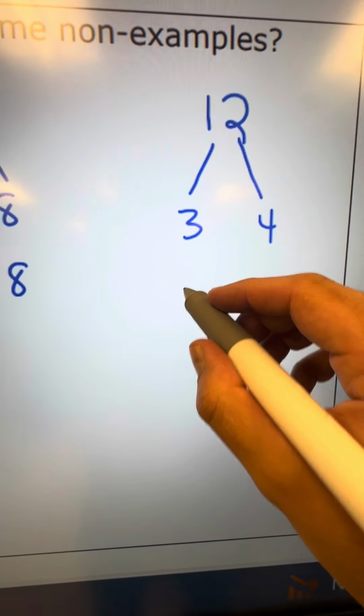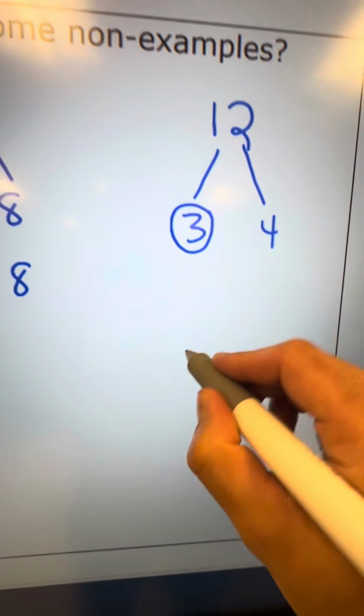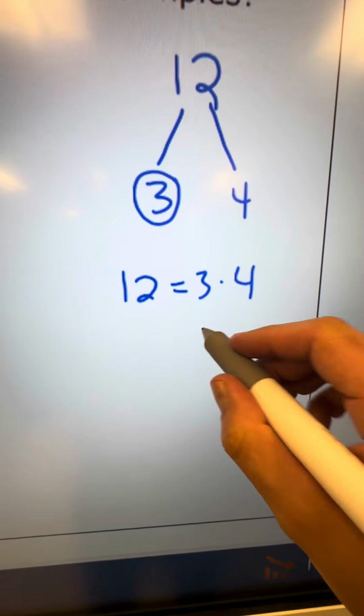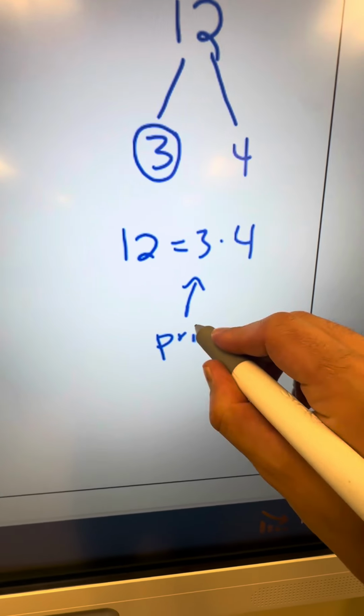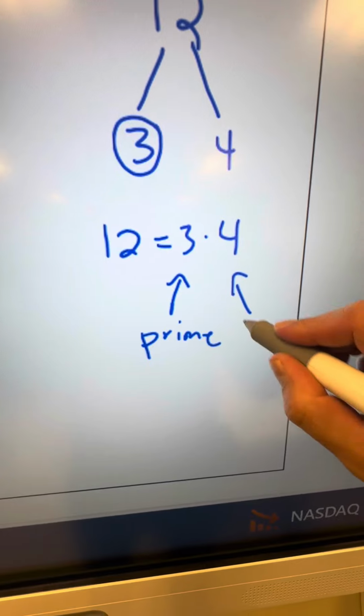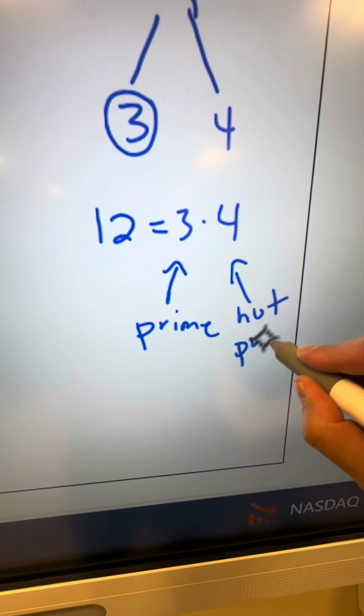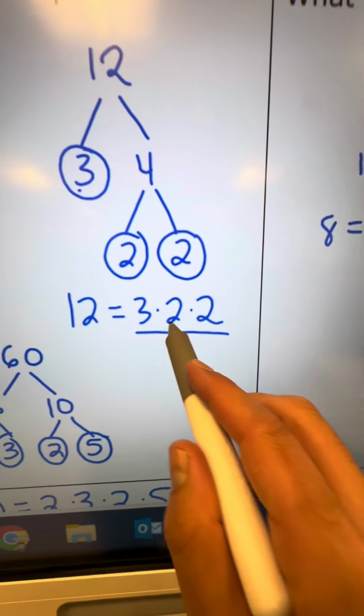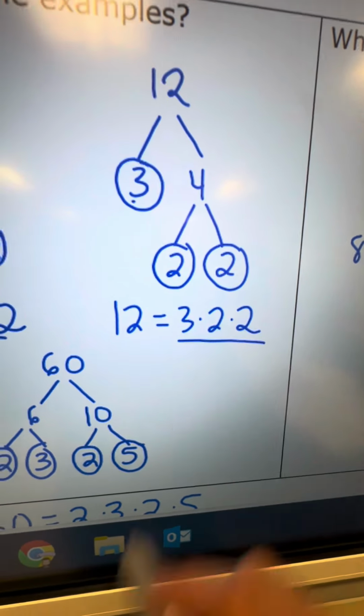Here's another non-example. Let's say I did this. I'll put 12 is 3 times 4. But look in here, 3 is a prime number, but 4 is not prime. It's composite, so this will be incorrect. So again, all these numbers should be prime numbers if you did it correctly.